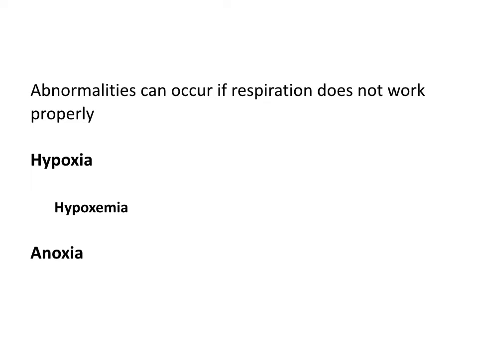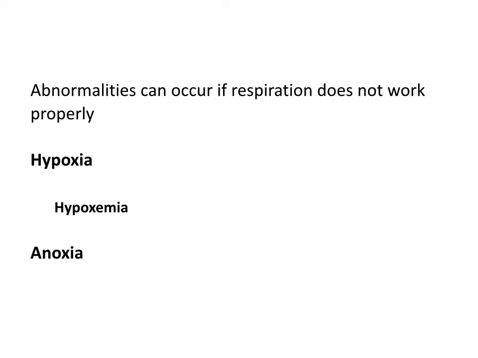Now, abnormalities can occur if respiration does not work properly. For example, you could develop hypoxia. Hypoxia is low tissue oxygen. So that means your smooth muscle, your skeletal muscle, your adipose tissue, you name your favorite tissue, and it's got below homeostatic oxygen. Now, low tissue oxygen will severely limit your metabolic activity.